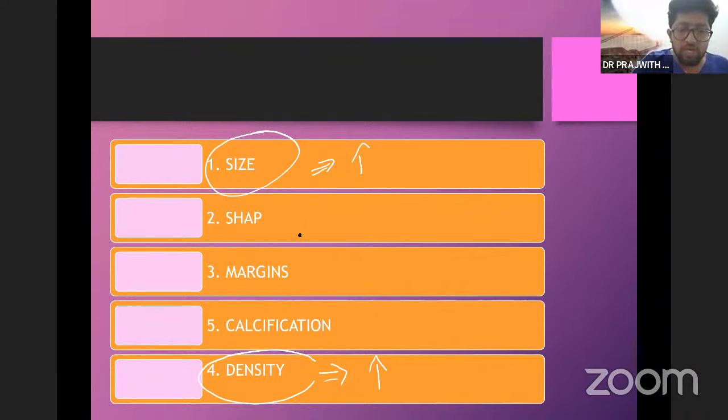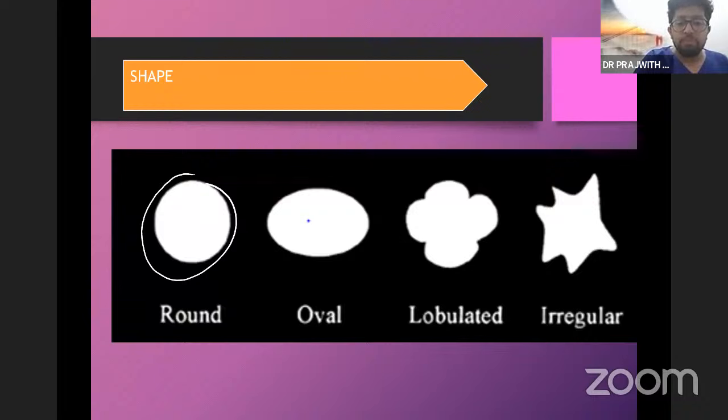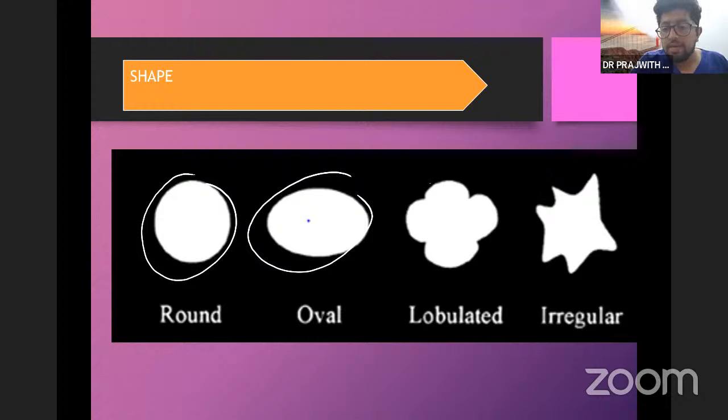What three things are left? Shape and margins and calcification. Okay, calcification we are dealing with separately. In that, I'll tell how to differentiate a benign calcification from a malignant calcification. Now, we can see the shape and margin specifically. This is a round shape. It can be oval shape. It can have lobulations on the surface, or it can be irregular in shape.